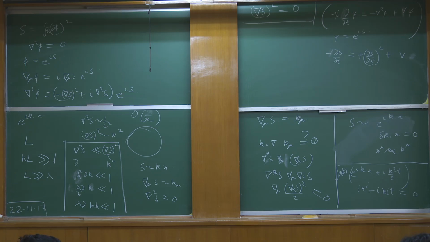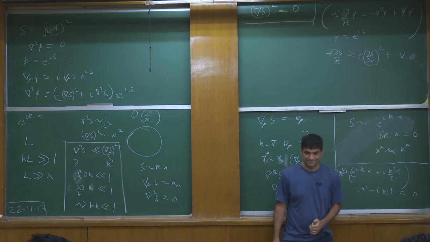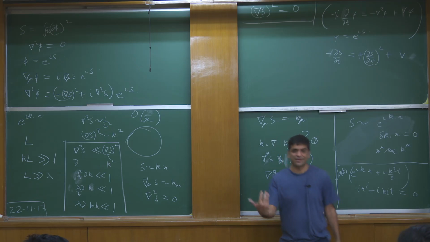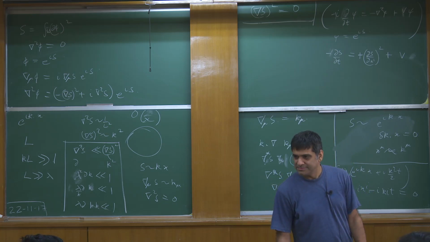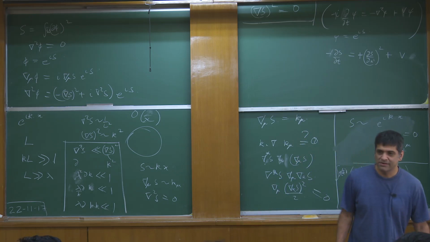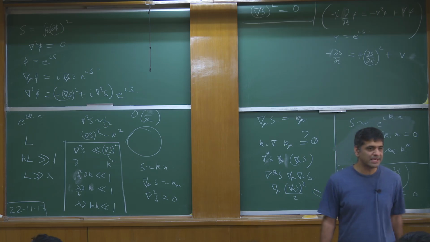And moreover, we have also shown that the effective k mu, the effective wave vector of the photon, obeys the geodesic equation. So you can use that to predict how the frequency of the photon changes as it moves along some path. Is this clear? This was a leftover piece from our discussion long ago. I promised to talk about it and then we never got around to it. So, is this clear? Any questions? Excellent.